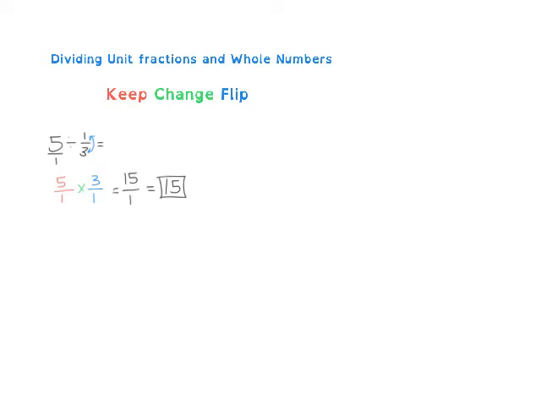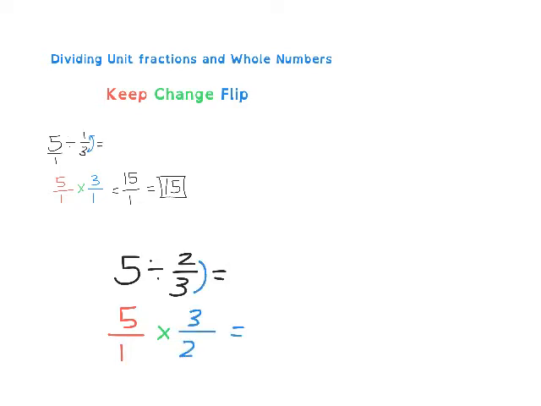What students are going to see next year is a problem similar to that, but it might be 5 divided by 2/3. So they would keep the first number, change the division sign to a multiplication sign, and then flip the second number, and then multiply across, so it would be 15 halves, which is 7 1/2. This is more of the 6th grade standard.